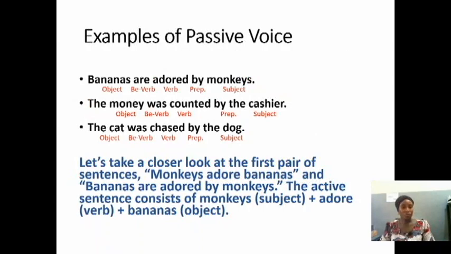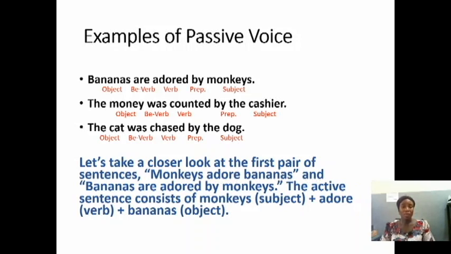Examples of passive voice: we have "Bananas are adored by monkeys." Bananas, in that sentence, is the object that has occupied the subject position. "Are adored" is the be verb plus the past participle "adored." "By" is the preposition, and then "monkeys" is the subject in the sentence. We have the next example.